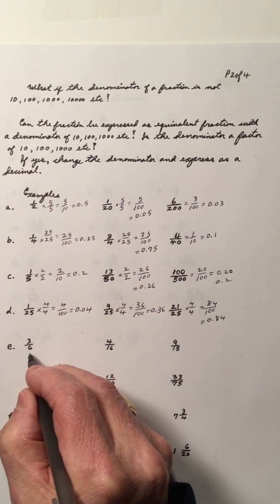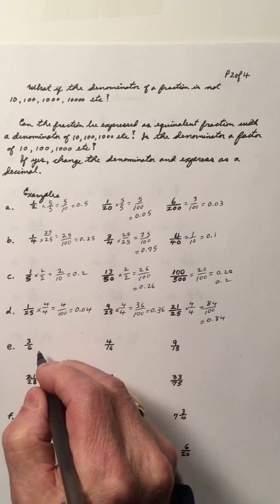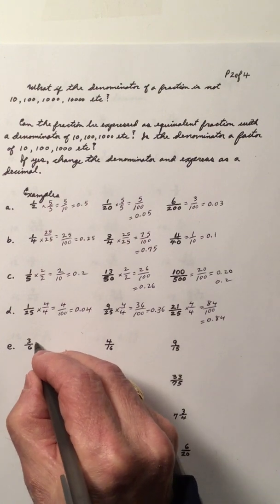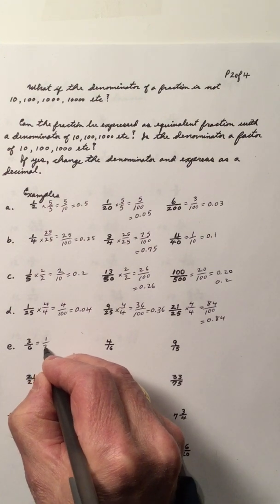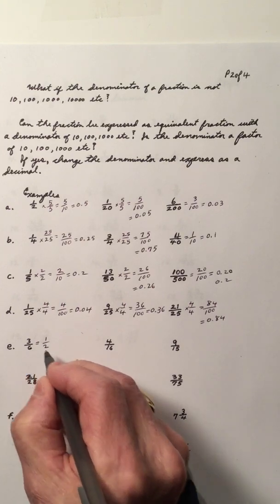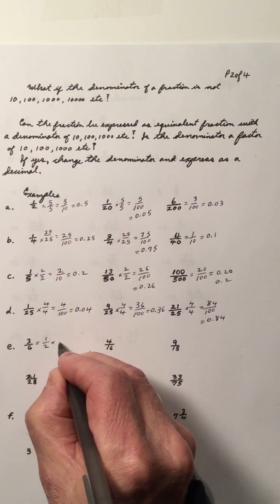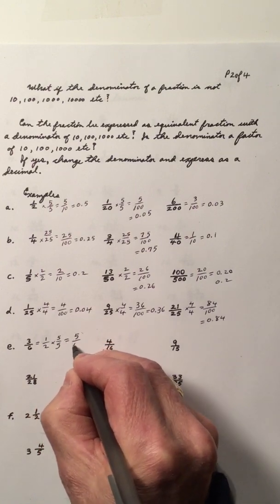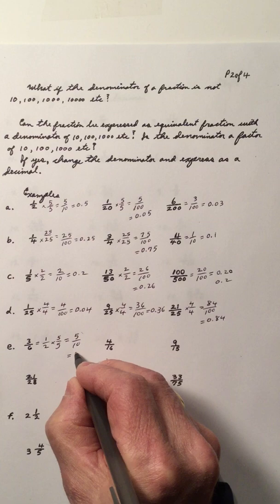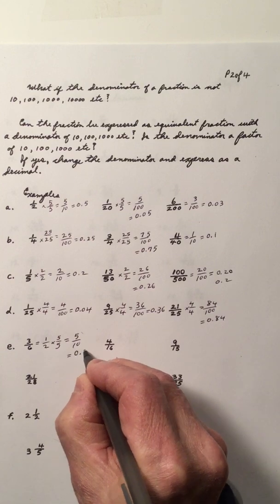3 over 6, going into 100 will work, but it won't be a nice number. So what we'll do is cancel the 3. 3 into 3 goes once. 3 into 6 goes 2. So 3 over 6 is a half. And a half, let's multiply by 5 over 5. That gives us 5 over 10. And 5 over 10 is 0.5.